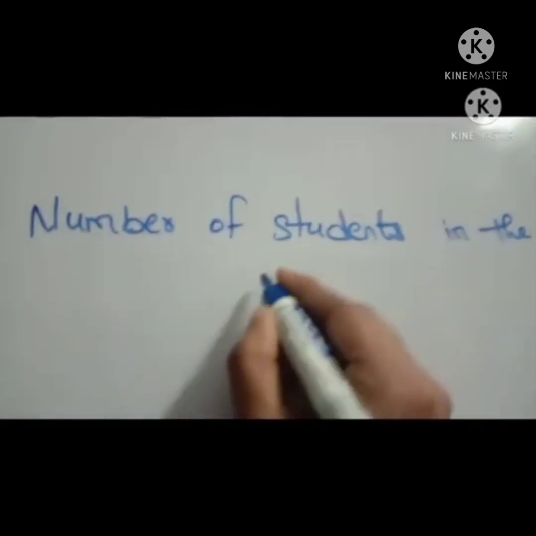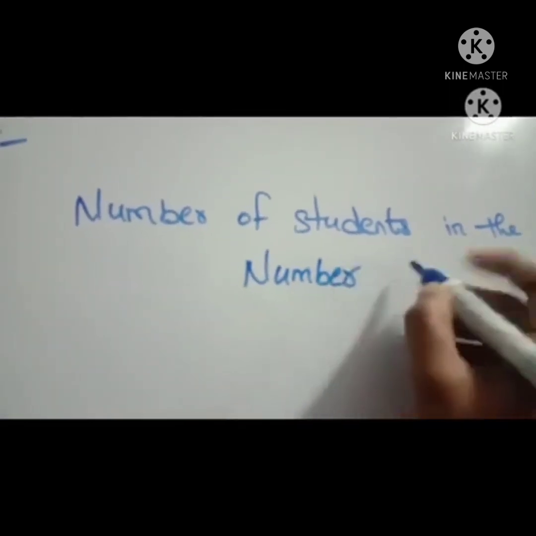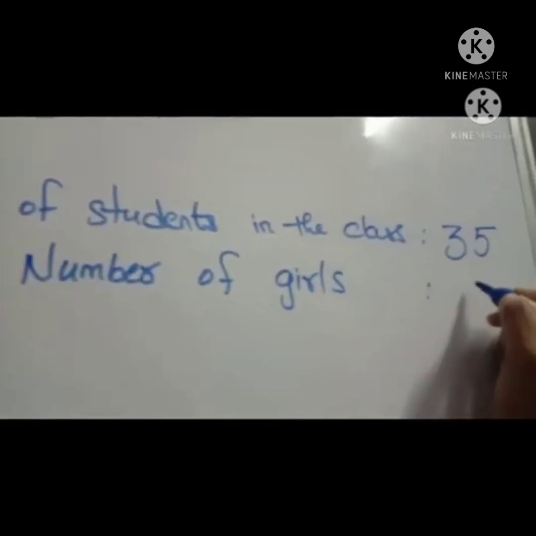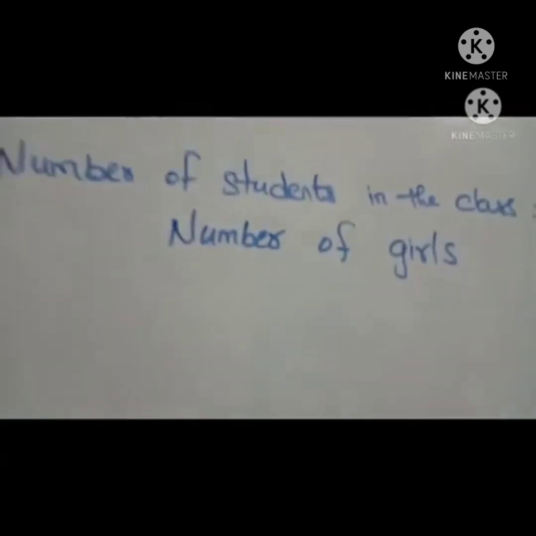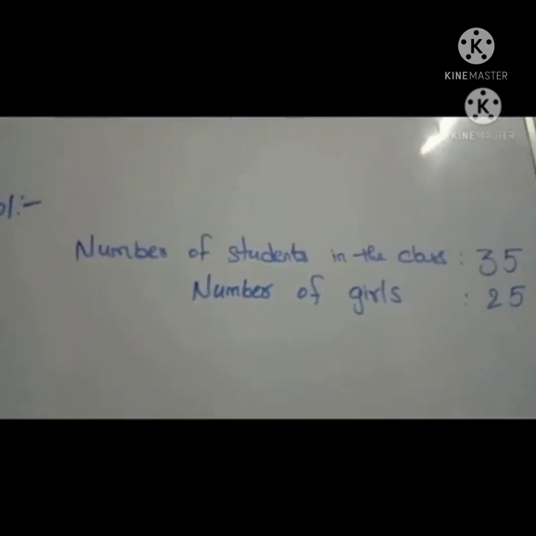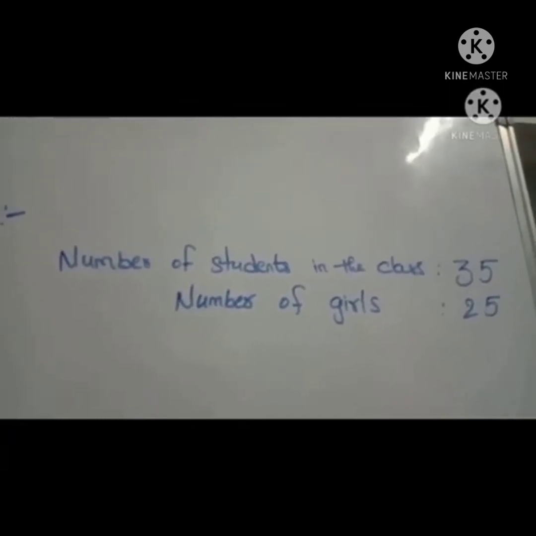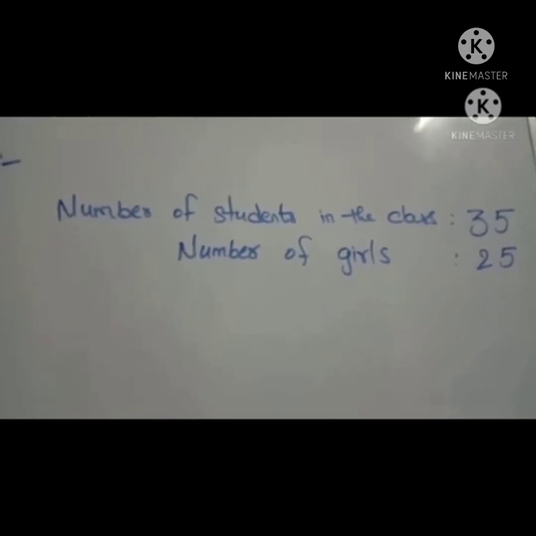Number of girls. How many girls are there in that class? 25 members are there. Again, what we have to find here? Find the ratio of the girls to the boys. At first, we have to find out the number of girls, that is 25.